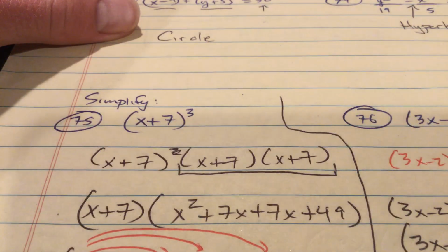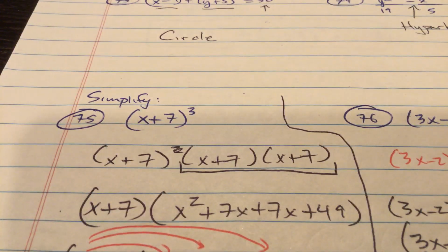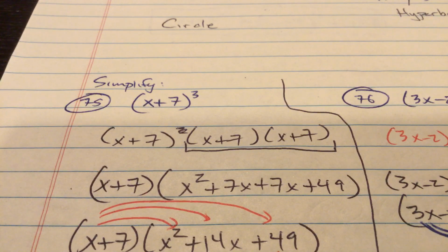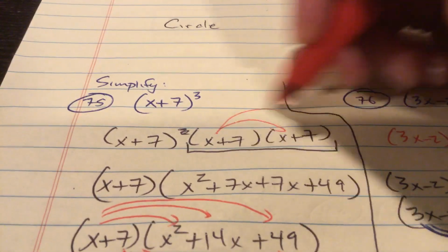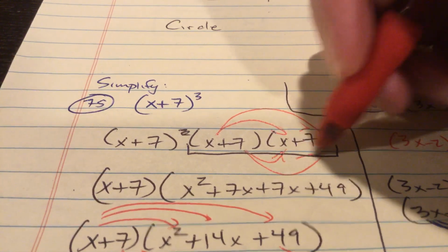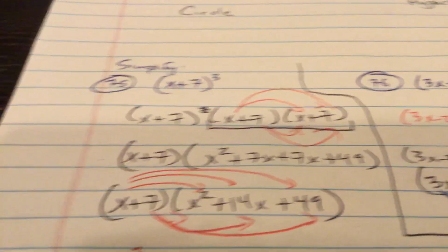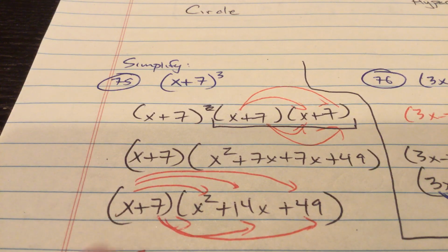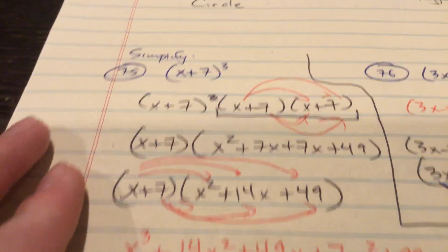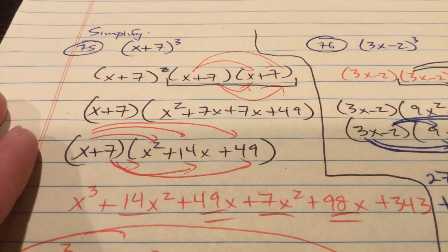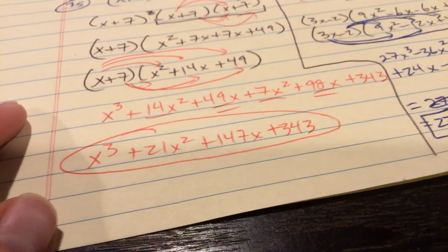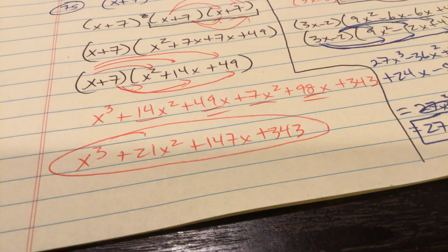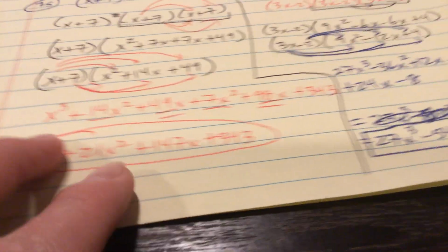(x + 7) to the third means there's 3 of (x + 7). So what I did is I wrote them out 3 times. Then I FOILed these two here. First, outer, inner, last. That simplifies to give me this right here. Then distribute once more. We have 6 terms. And those 6 terms simplify to give you this, which is the same thing we're going to have on 76.